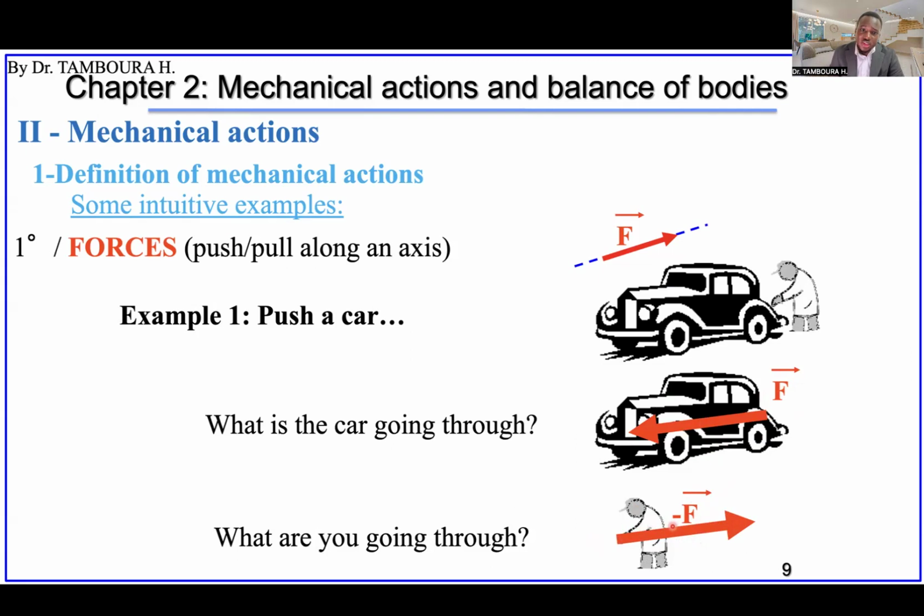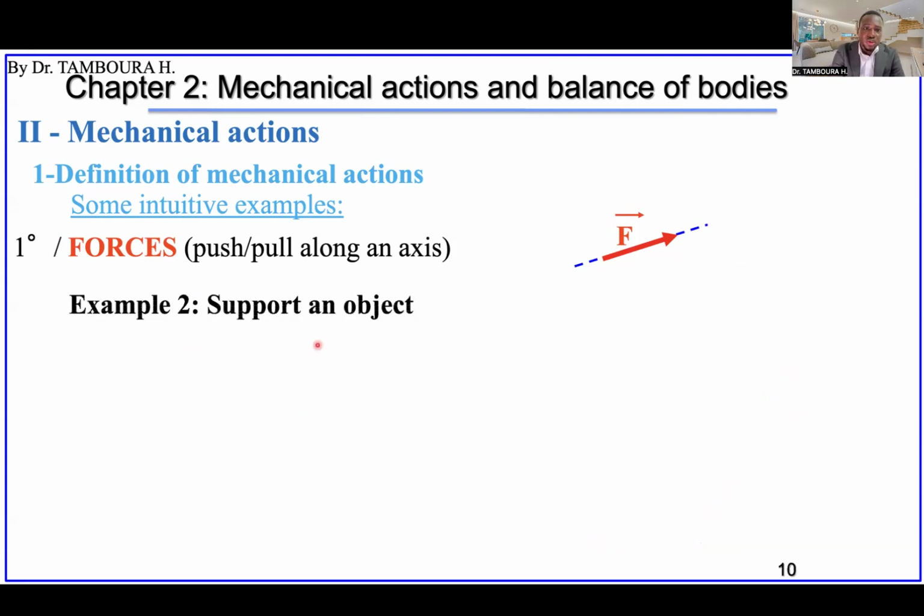Okay, this is just one example for example number one. Example number two, we have support. In case you support an object, you put an object in your hand like this, and due to the weight of this object, you will feel the weight, right?